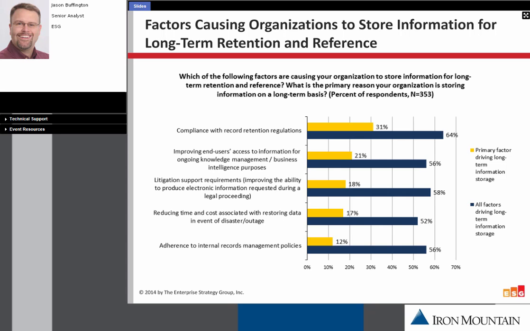Reducing the time and cost associated with restoring data in the event of a disaster or outage. Here's the point: when you talk about data archiving, you're not only improving production storage, you're also improving secondary storage, because if the data isn't on primary when something goes bad, you won't have to spend time or effort restoring it during a recovery exercise. So it improves your secondary performance as well. And then, of course, adherence to internal records management policies. So there's a wider variety of business value that comes from retaining data for long periods of time.